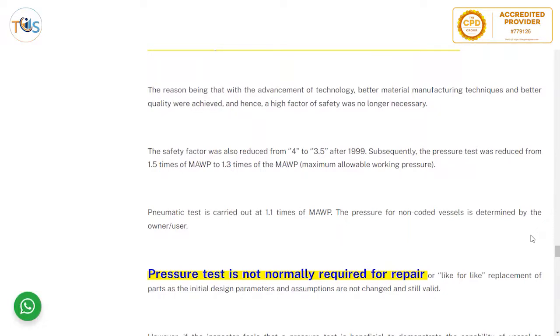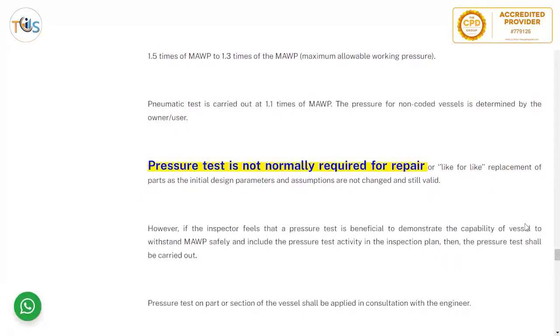Pneumatic test is carried out at 1.1 times of MAWP. The pressure for non-coated vessel is determined by the owner user. Pressure test is not normally required for repair or like-for-like replacement of parts, as the initial design parameters and assumptions are not changed and still valid.